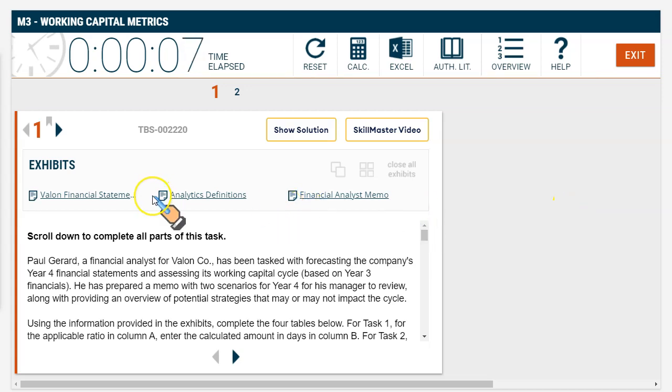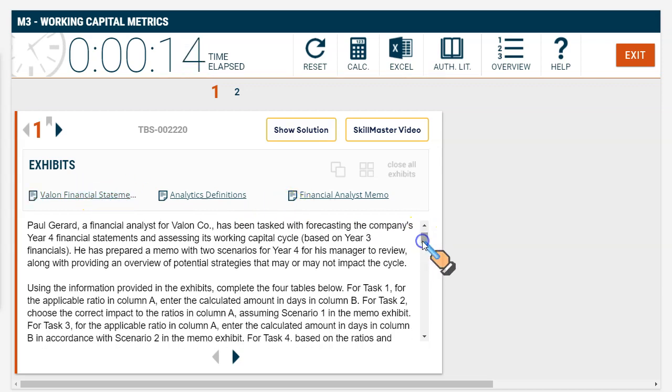Okay, so here we have our working capital matrix simulation 1, and it has 3 exhibits. Let's see what exactly we need to do. Paul Gerard, a financial analyst for Wallon Company, has been tasked with forecasting the company's year 4 financial statements and assessing its working capital cycle based on year 3 financials. He has prepared a memo with 2 scenarios for year 4 for his managers to review, along with an overview of potential strategies that may or may not impact the cycle.